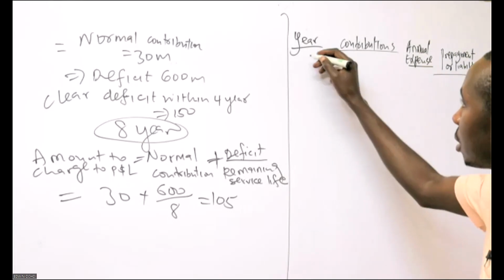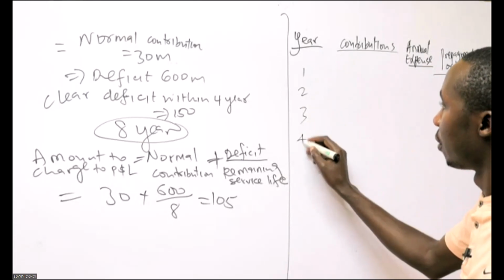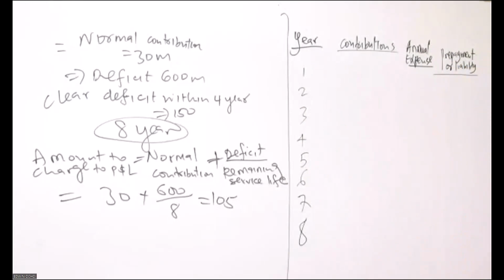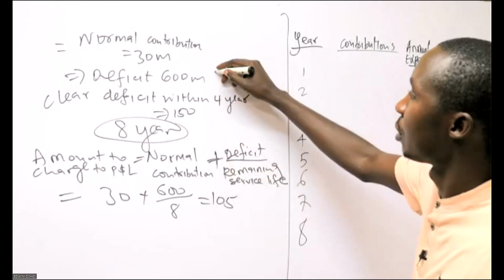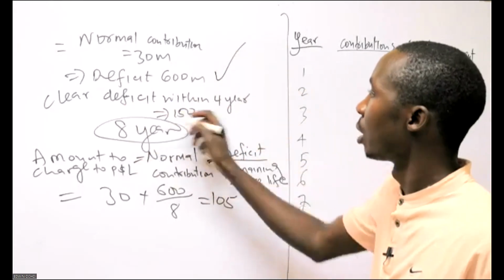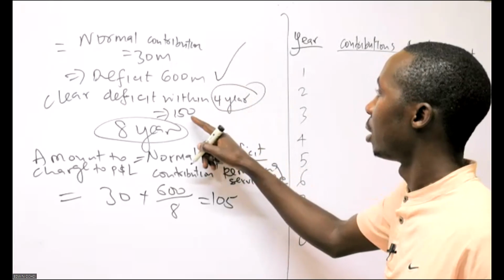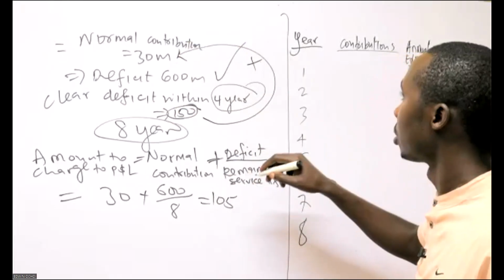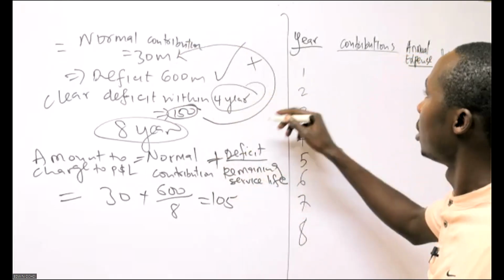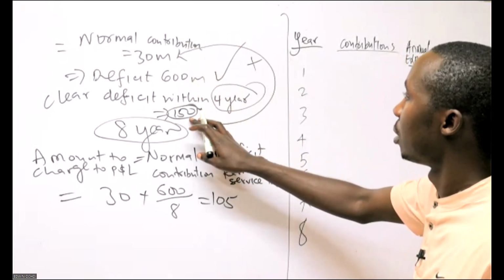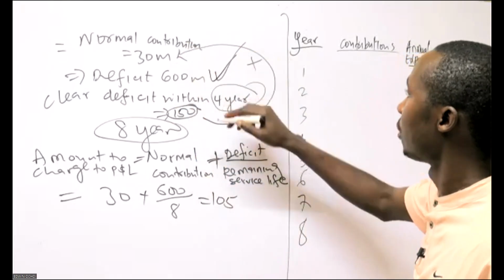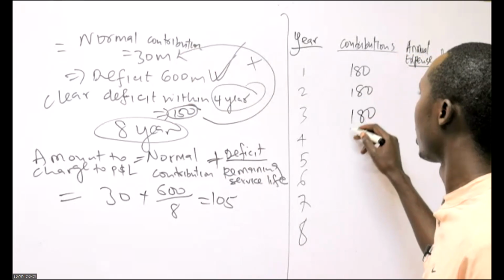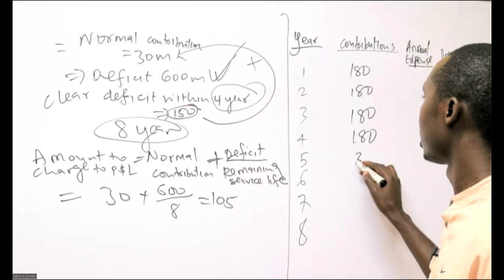So here we have 8 years. 1, 2, 3, 4, 5, 6, 7, 8. Remember, for the contributions, they said there was a deficit of 600, which we need to clear within 4 years by contributing 150 plus the normal contributions. So meaning that for the first 4 years, there will be the normal contribution plus the 150, clearing this deficit. Meaning that for the first 4 years, I will be talking about a contribution which is supposed to be made of 180. And now for the other years, remember that it started at.